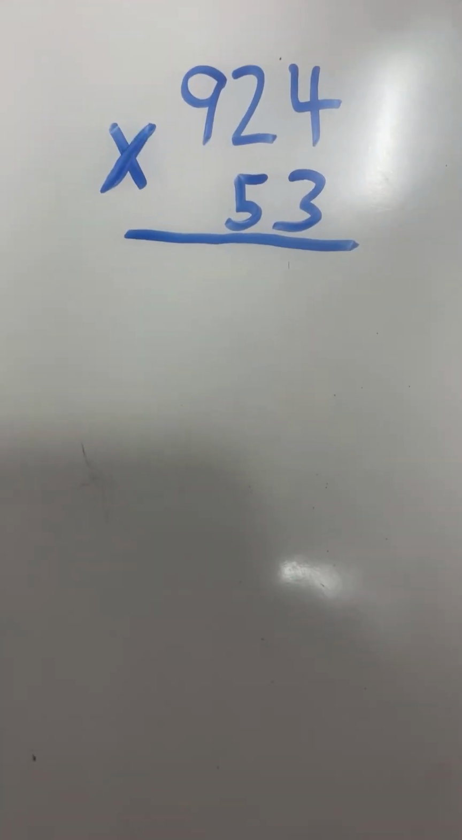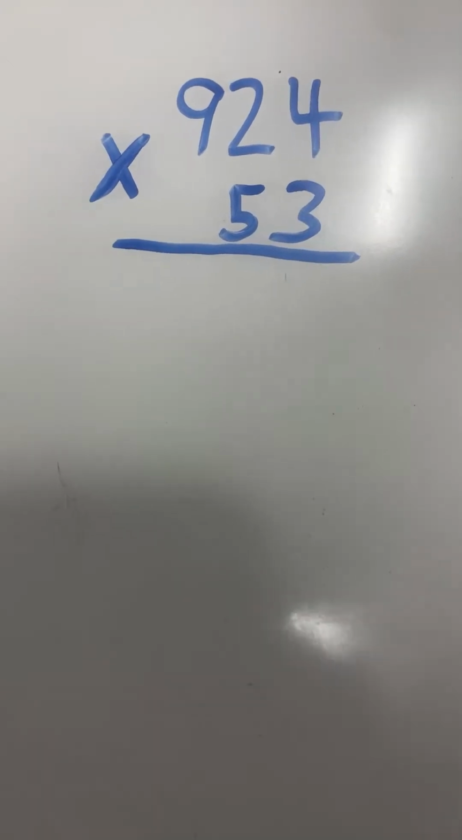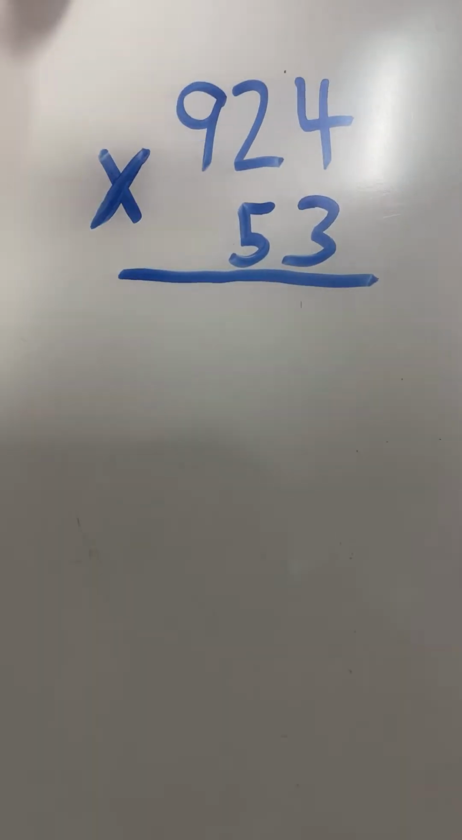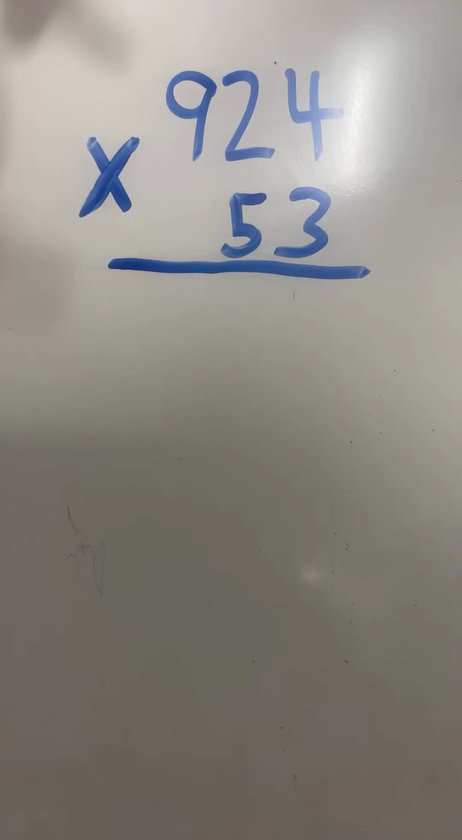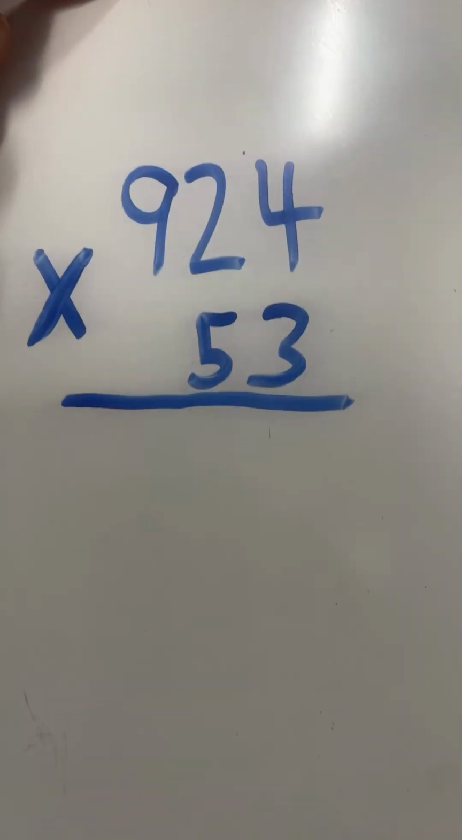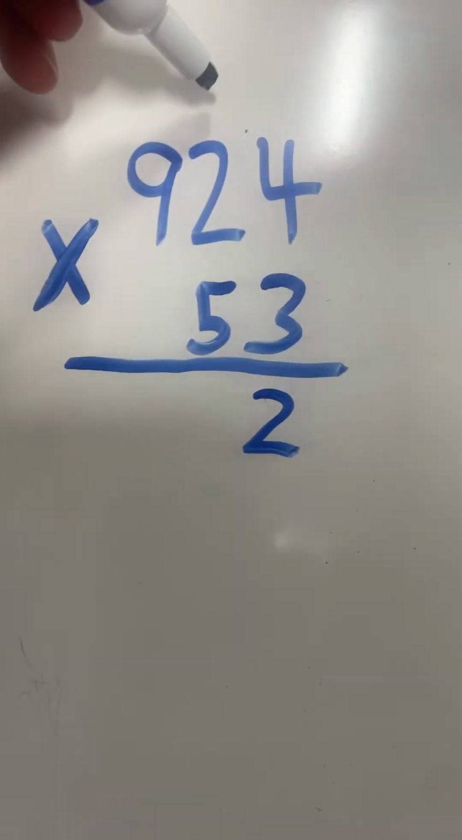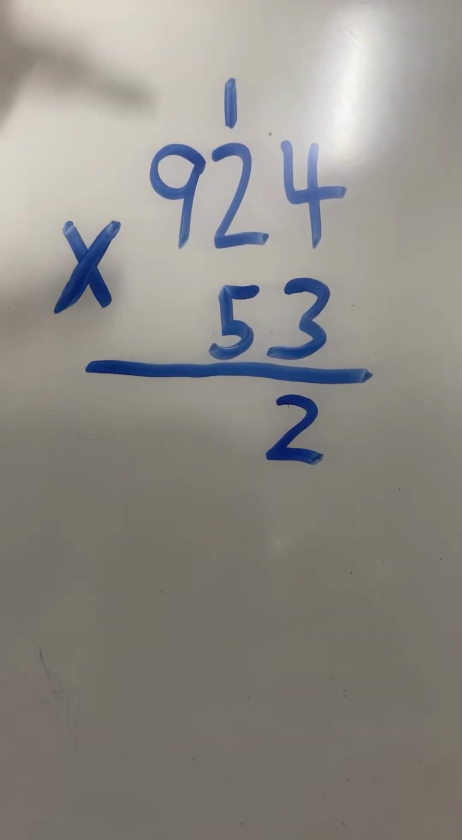All right, 924 times 53. That is our next example problem. 924 times 53. All right, we are going to start in the ones place. 4 times 3 equals 12. The 2 in 12 goes in the ones place. The 1 gets carried over to the tens place.